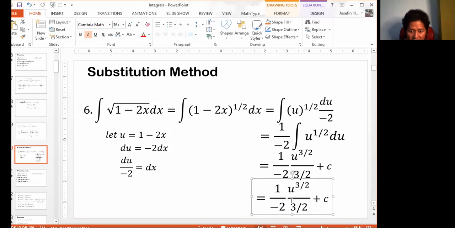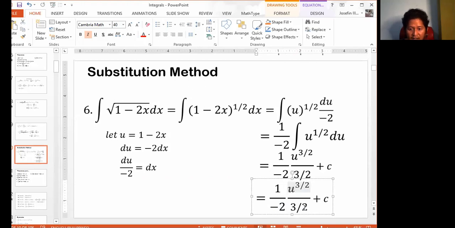So, tanggalin natin, matitira na lang dito ay 1/3. Para mawawala na rin, cancel na to, di ba? So, matitira ng negative. Negative, so delete na natin itong 1 half.